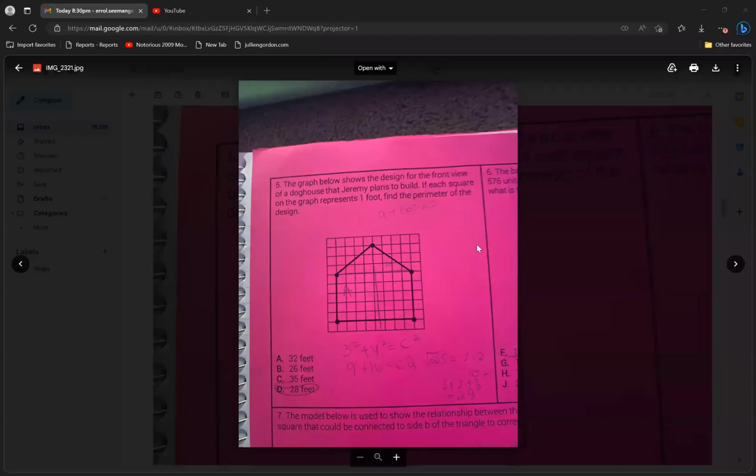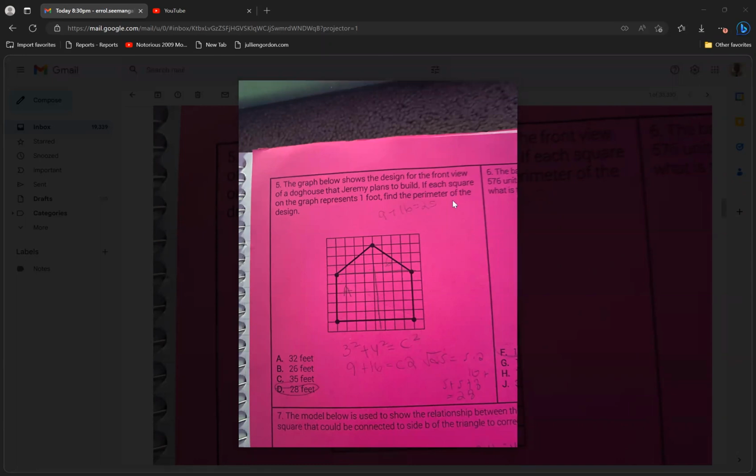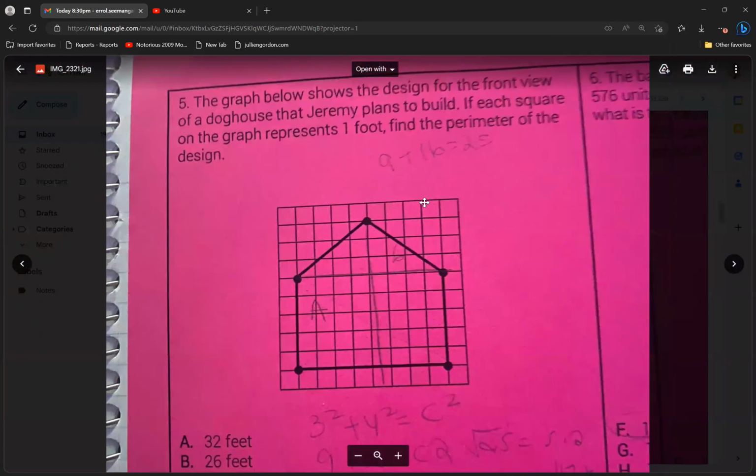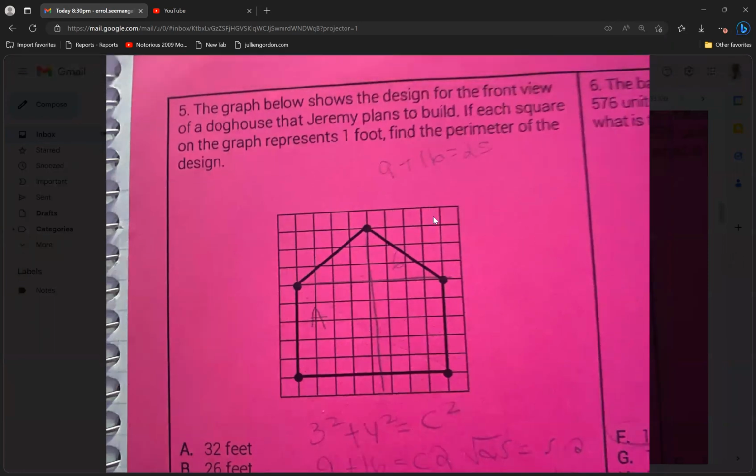All right, let me share this one. Can you see 5? Yes. All right, can I make it bigger? The below graph shows the design for the front view of a doghouse that Jeremy plans to build. If each square on the graph represents 1 foot, find the perimeter of the design.